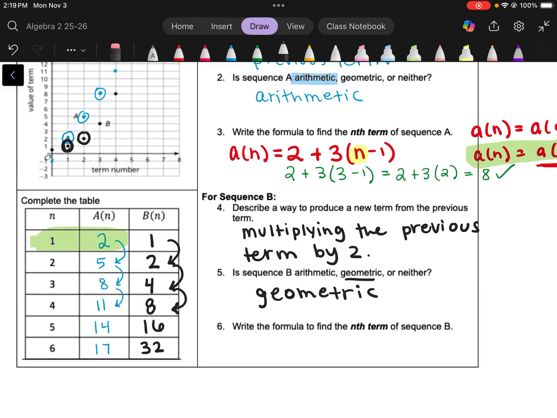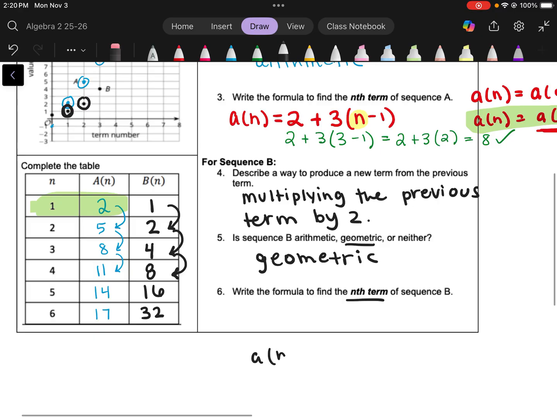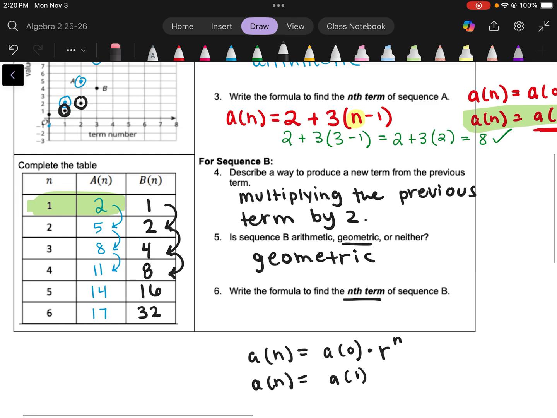And then the last thing we'll do again is write the nth term of sequence B. So we're looking at geometric. I'll write the formulas below here. The nth term will be the 0 term times r to the n, or if you start with the first term, it'll be the first term times r to the n minus 1. Remember, r is just what you're multiplying by every time. And then this notation is just the 0 term or the first term.